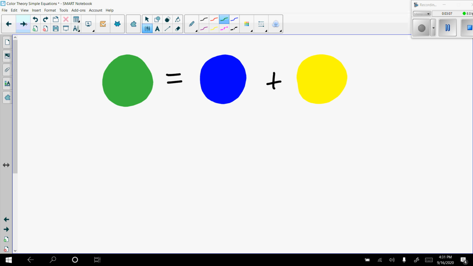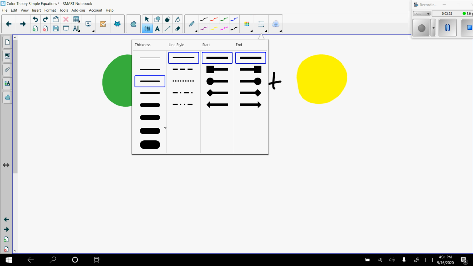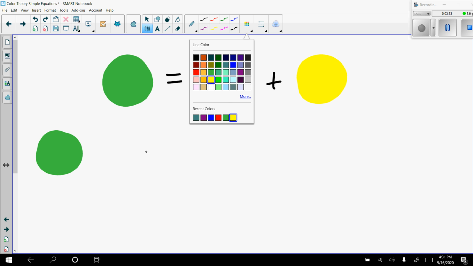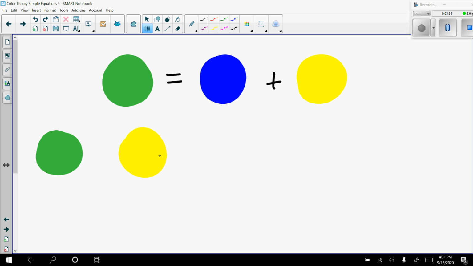So here we have green equals blue plus yellow, because yellow and blue combined make green. But if we want to take away one of these colors, we're going to have to take it away from both sides of the equal sign. So let's say that we want to take away yellow this time. So over here, I'm going to have green minus yellow. We're taking away yellow. We're removing it from both sides because I want to be left with just blue on this one side.